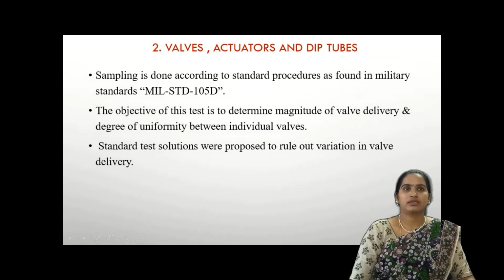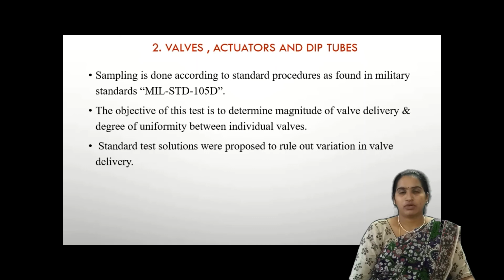Next quality control test, testing of valves, actuators and dip tubes. The performance of valves, actuators and dip tubes is to be determined. For the testing of valves, normally sampling is done according to the standard procedures as found in military standards. The objective of this test is to determine the magnitude of valve delivery and the degree of uniformity between individual valves. For this testing of performance of valves, standard test solutions were proposed to rule out variation in valve delivery depending on various pharmacopoeias.